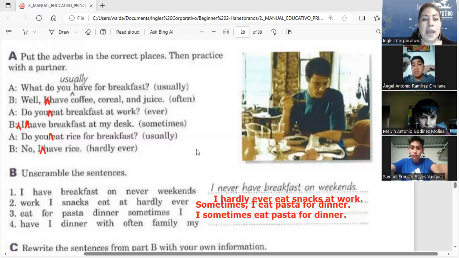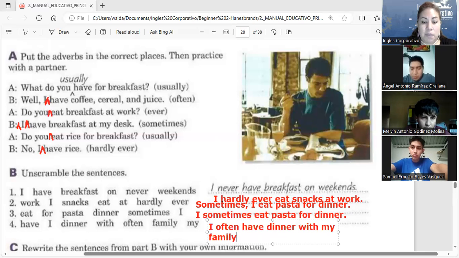Okay, and the last one, have I dinner with often family my? I often have dinner with my family. Perfect. Any questions about that?